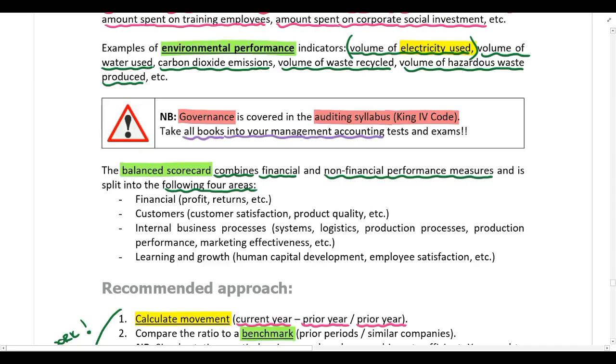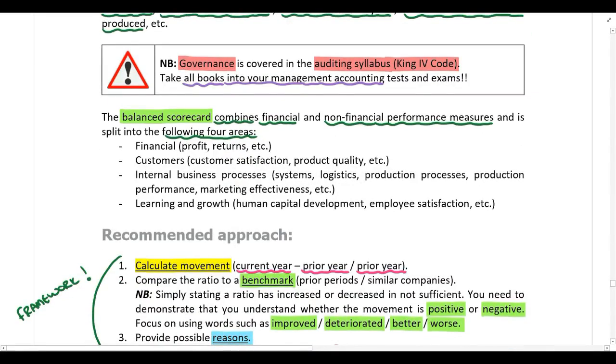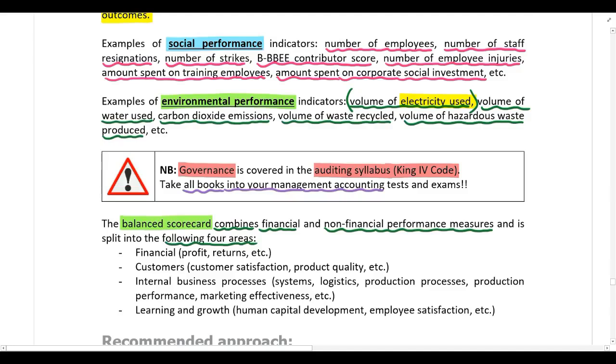So that's why sometimes it makes sense to benchmark any movements that you've calculated to the movements in production volumes or revenue. But please only do this where it makes sense. Don't do it if it doesn't make sense. So for example, you can't benchmark a company's BEE score to the movement in production volumes or the movement in revenue. That doesn't make any sense.